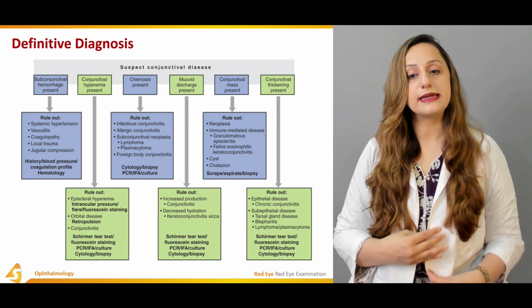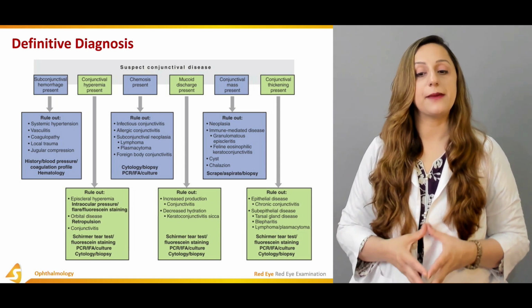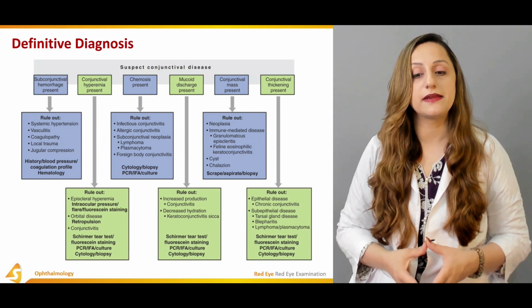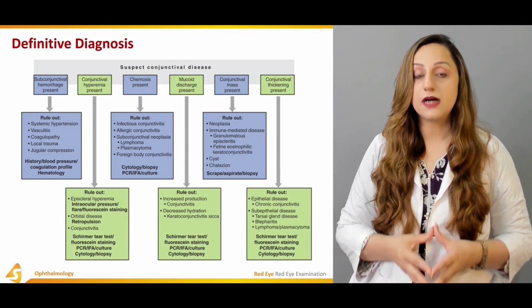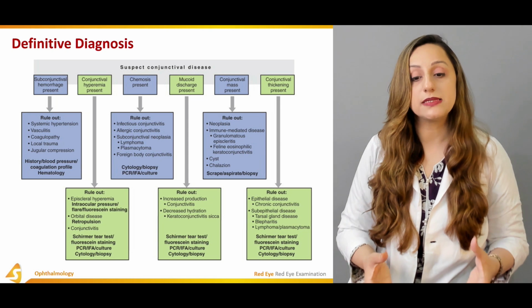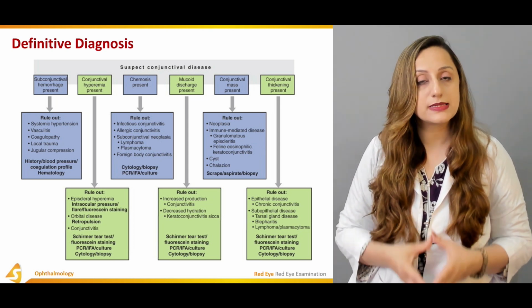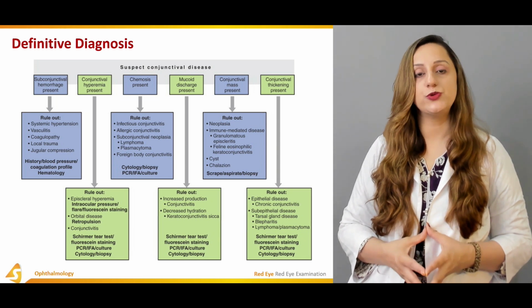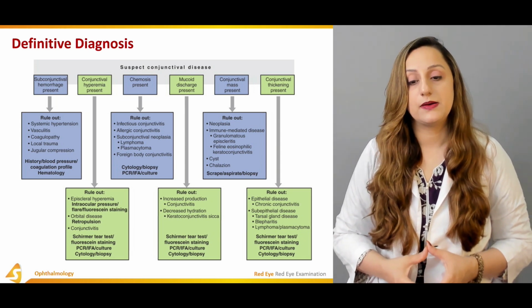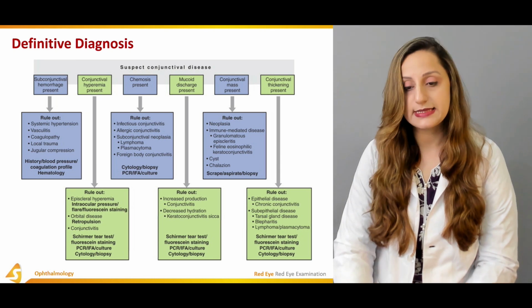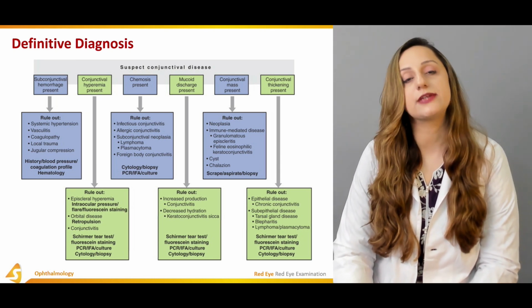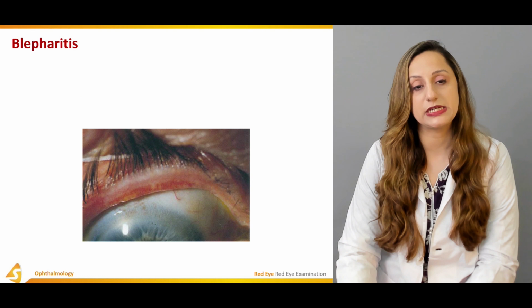The conjunctival thickening, if it is present, we have to rule out epithelial disease, chronic conjunctivitis, subepithelial disease, and tarsal glands or meibomian glands may be involved over here. Blepharitis, lymphomas, and plasmacytomas have to be ruled out while we are performing this. Schirmer's tests are performed, fluorescein staining, cytologies, and biopsies are taken in this particular case.